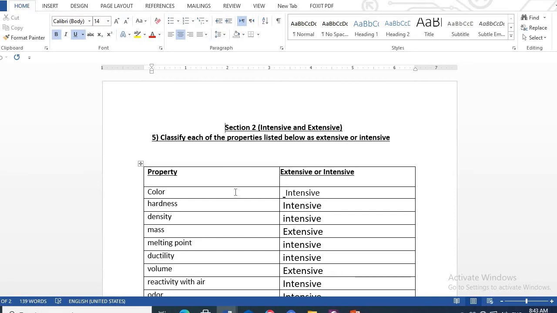Color, extensive or intensive? Color does not depend on amount of matter, so it's intensive. Hardness does not depend on amount of matter, so intensive. Density does not depend on amount of matter, so it's intensive. Mass, extensive, depends on amount of matter.